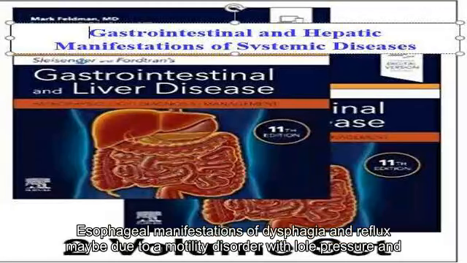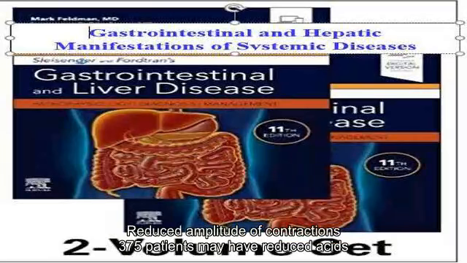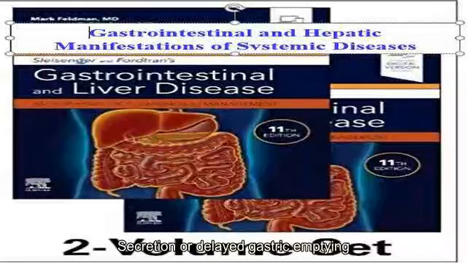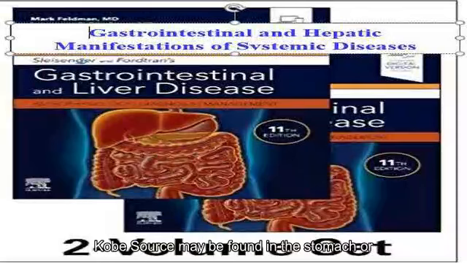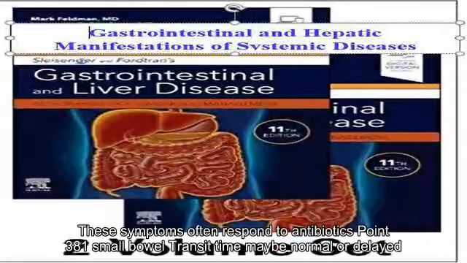Esophageal manifestations of dysphagia and reflux may be due to a motility disorder with low LES pressure and reduced amplitude of contractions. Patients may have reduced acid secretion or delayed gastric emptying, the etiology of which is unclear. Phytobezoars may be found in the stomach or intestine, occasionally resulting in obstruction. Hypothyroidism is associated with SIBO, causing abdominal discomfort, flatulence, and bloating. These symptoms often respond to antibiotics.